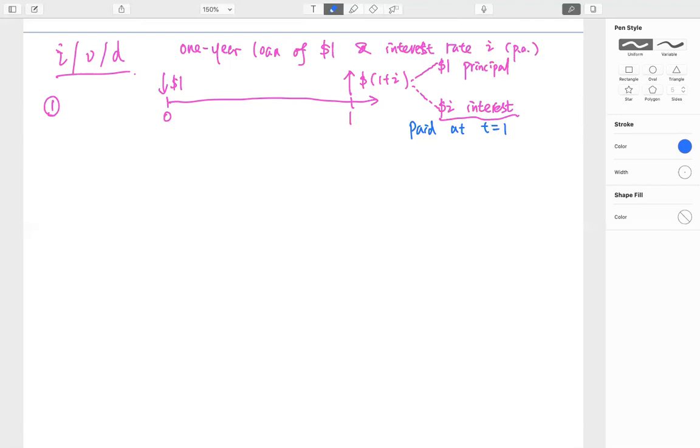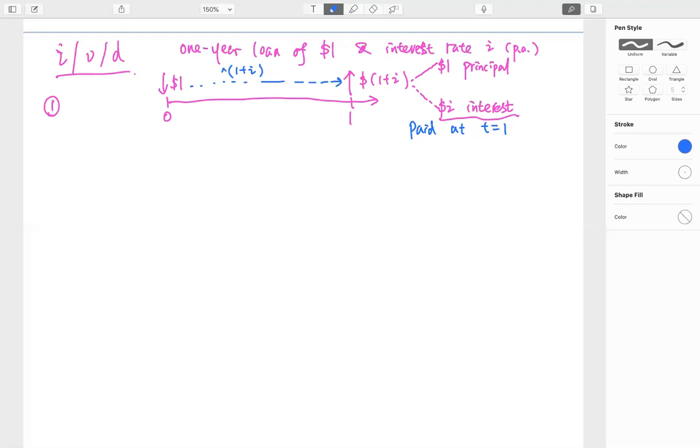How do we interpret this result? Using the concept of time value of money, this is the same account. The account at time 0 is worth 1. The account at time 1 is worth 1 plus i. How do I go from $1 at time 0 to 1 plus i dollars at time 1? The way I go from 1 to 1 plus i is by multiplying by this factor, which is the 1 year AVF.